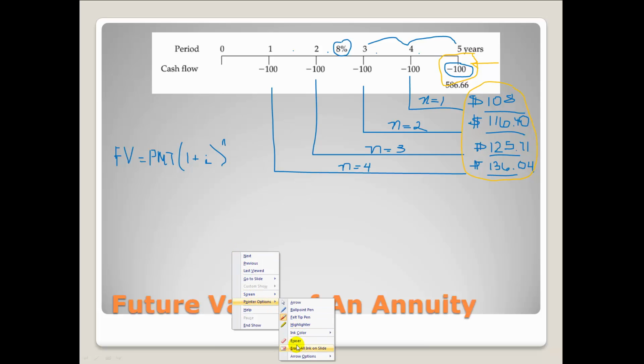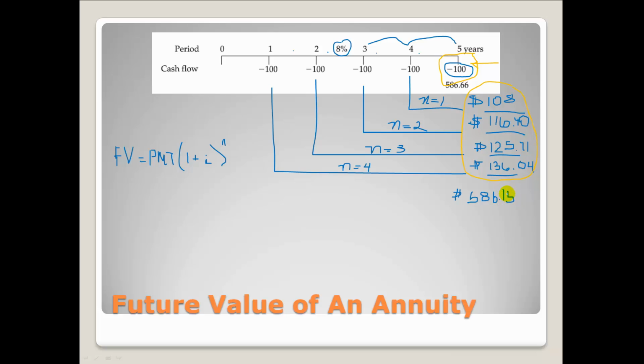586.15. Now there's a possibility that we've got some rounding issues in there. I know our target is 586.66. Let me one last time just go ahead and make sure I haven't made any obvious calculation errors.